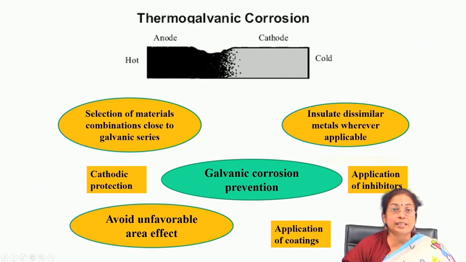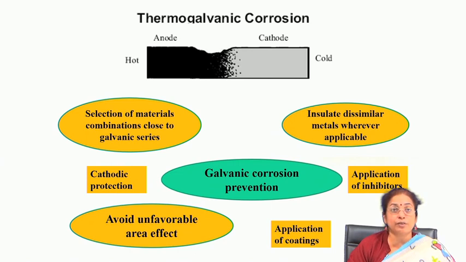As a result, the degree of corrosion will be reduced in the anode. So, if you have a very large area cathode to anode ratio, you can reduce the overall corrosion rate of the anode, as compared to the other way where you have a very small anode to cathode area ratio. So, you have to avoid the unfavorable area effect.